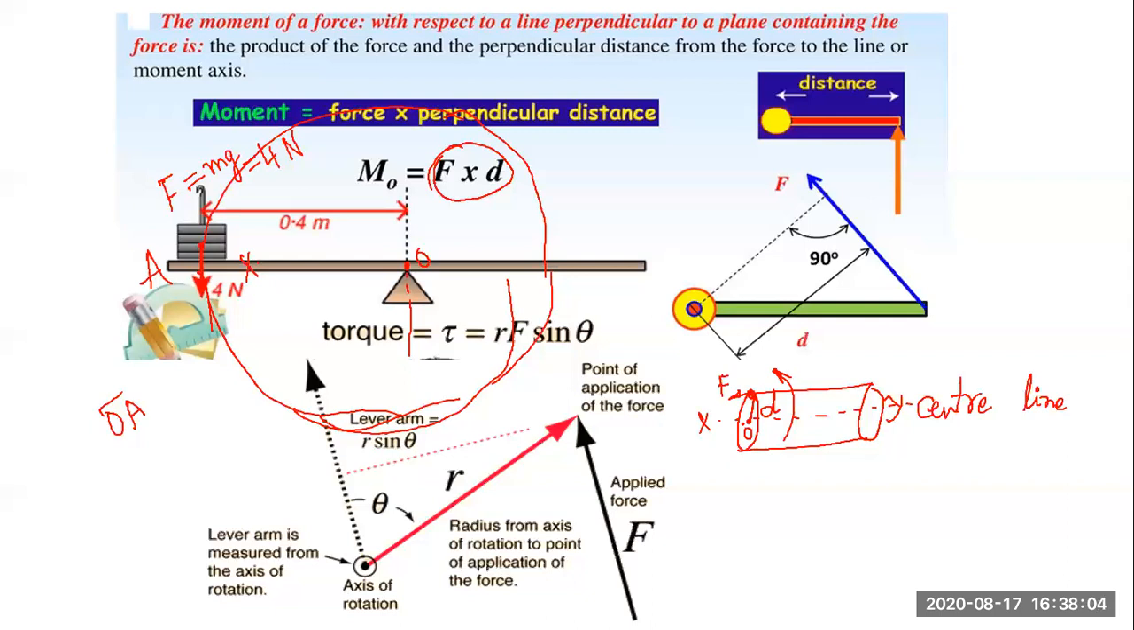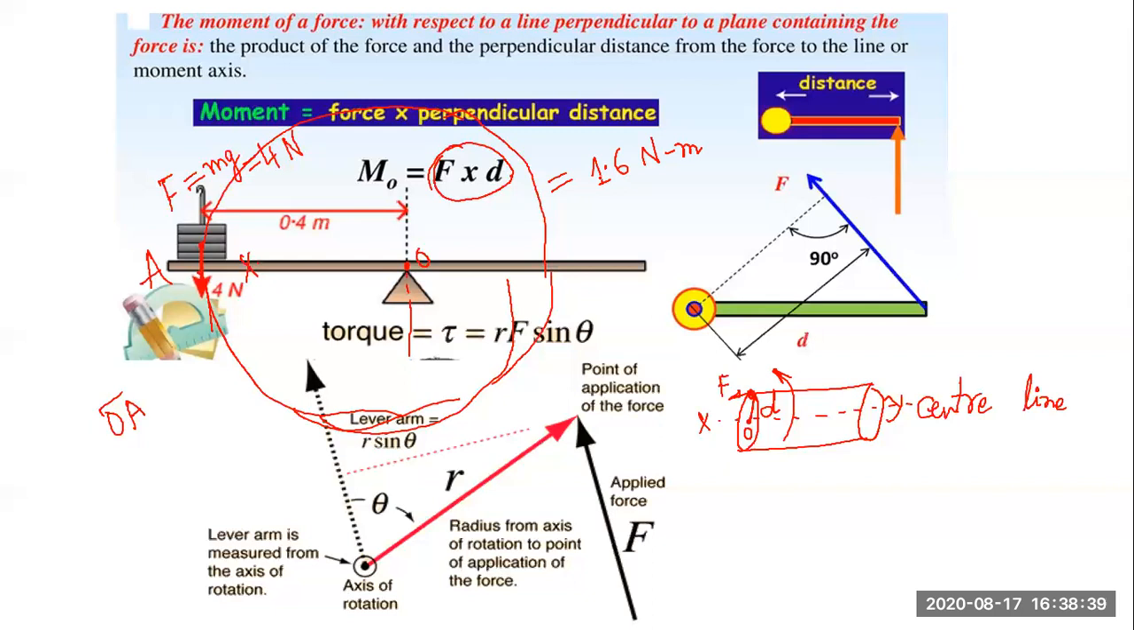The effect is turning, and the effect is given by force into perpendicular distance. What is the amount of force? 4 Newton. So 4 into 0.4, that means 1.6 Newton meter. A Newton meter is also called joule. So you can say the turning moment is 1.6 Newton meter, or you can say the turning effect is 1.6 joule. Same thing, same meaning.